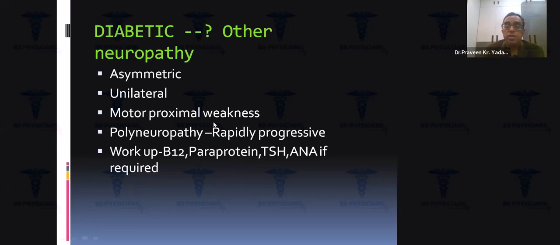Motor proximal weakness. If you're getting a proximal weakness, severe weakness, then it is unlikely to be diabetic neuropathy. It is likely to be an immune mediated neuropathy like CIDP or a diabetic amyotrophy or some such neuropathy. Polyneuropathy. If there is a polyneuropathy which is rapidly progressive, so within days the patient is unable to move, the patient is debilitated, then it is again unlikely to be a simple diabetic neuropathy. So in all these patients, you should work up the patient for B12, paraproteinemia, thyroid functions. You look for autoimmune disorders and so on.